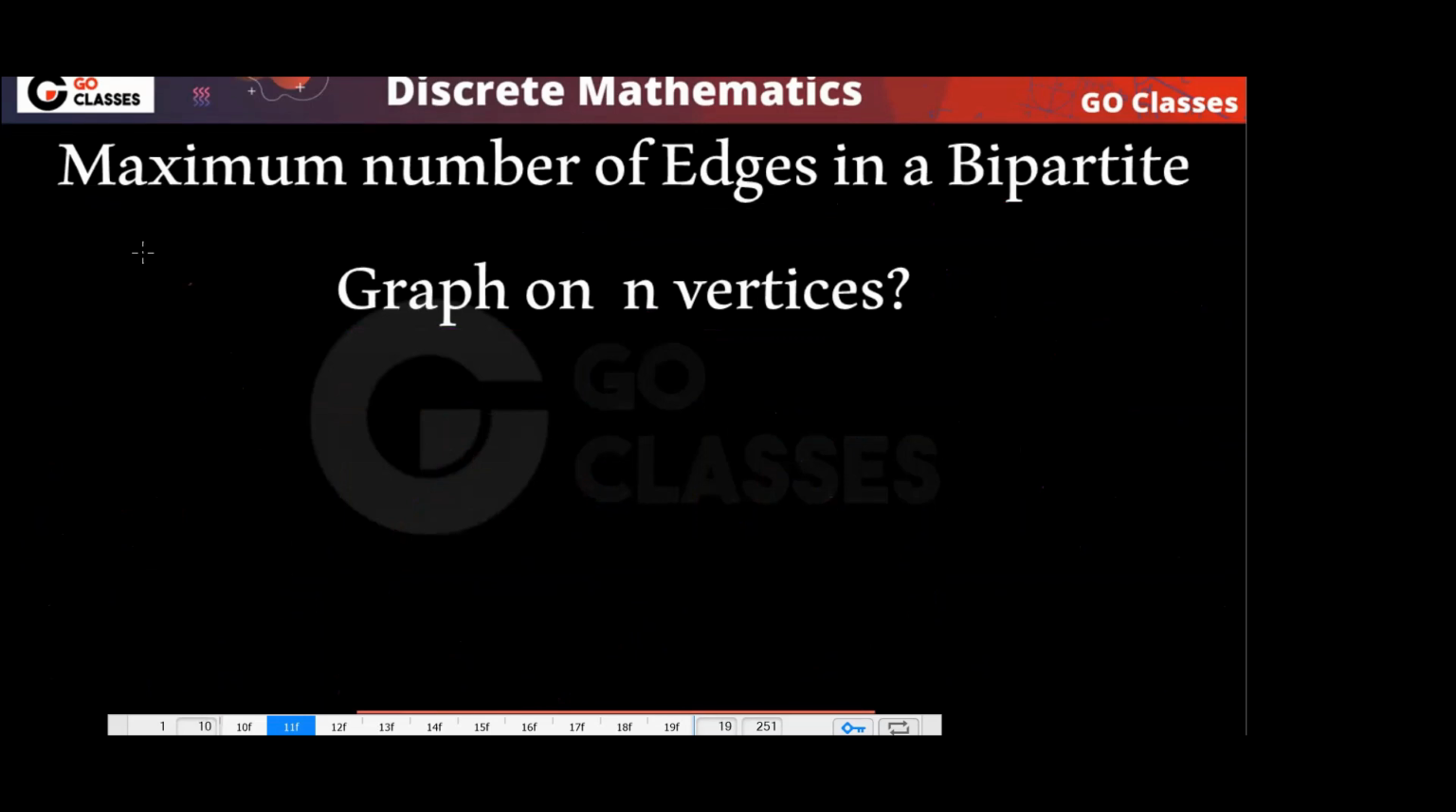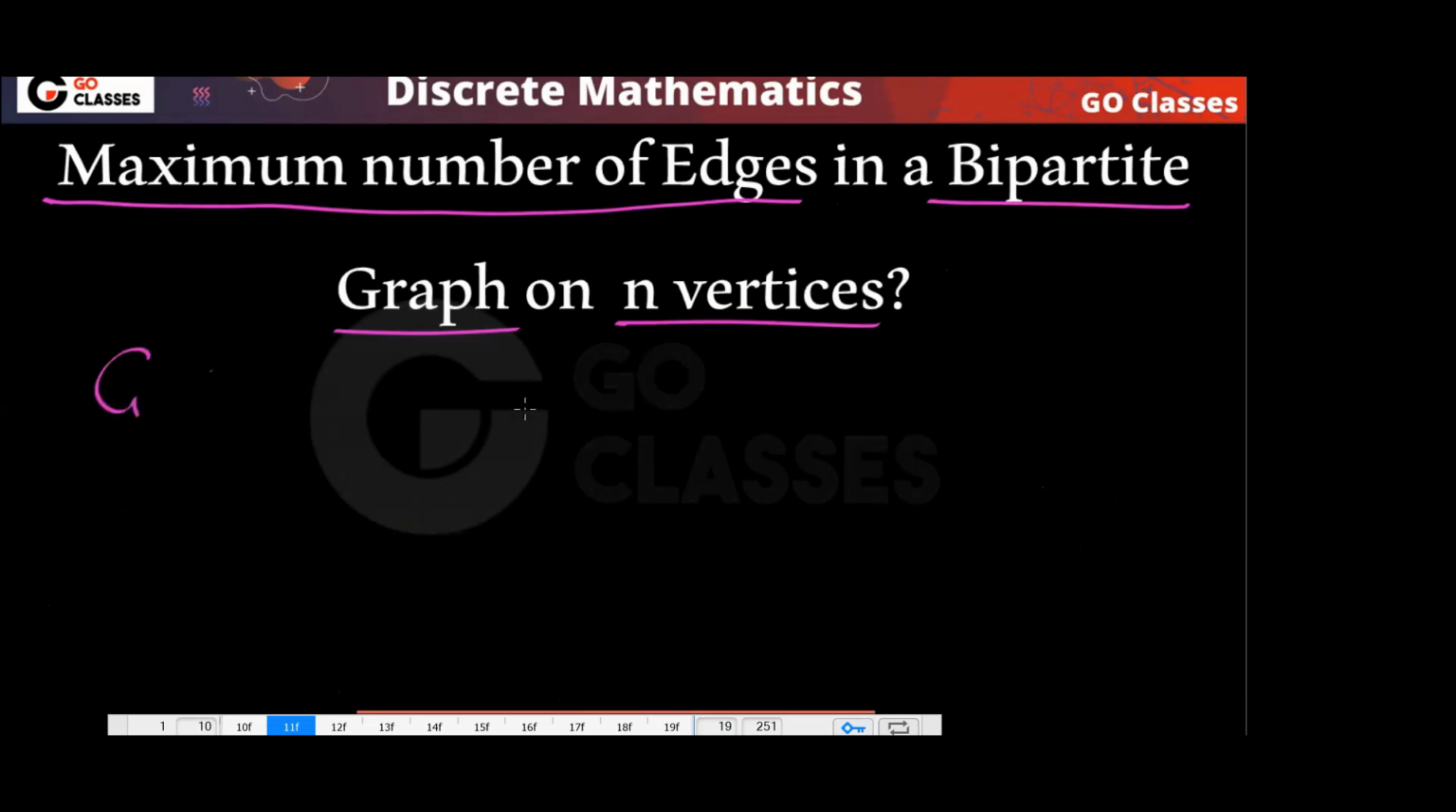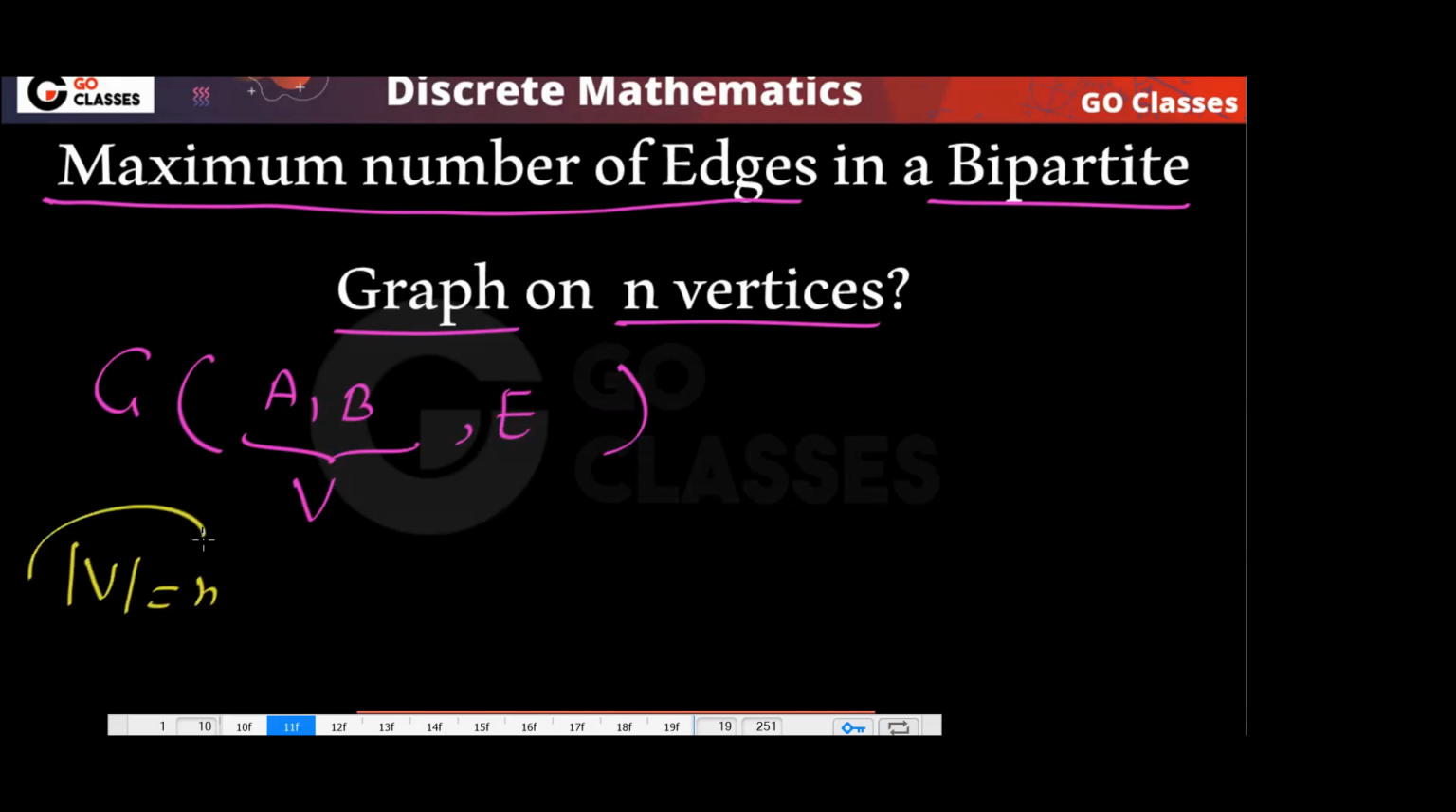Now let's solve this question. We want the maximum number of edges in a bipartite graph on n vertices. Your graph is bipartite. This is your vertex set, and these are the two parts A and B, and you have edges. The cardinality of the vertex set is given to you as n.